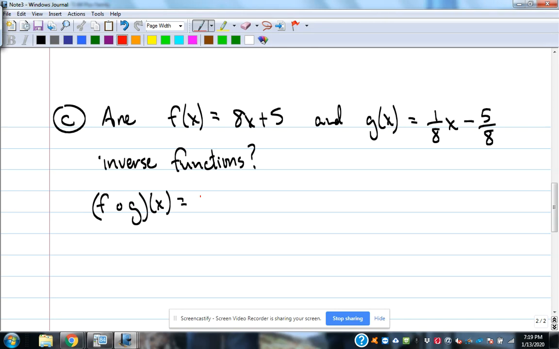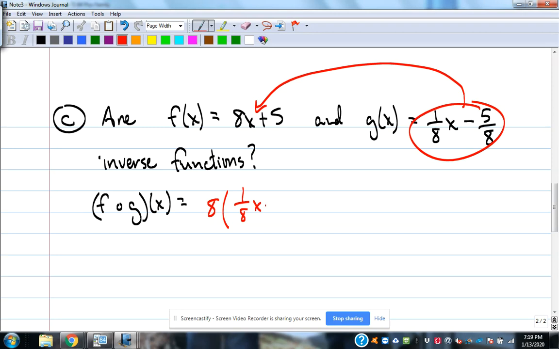Okay. So what does that mean to do? How do we do that composition? Take g and put it in the x for f. That's exactly right. So I'm taking 8 parentheses 1/8 x minus 5/8 and then plus 5 on the outside. So I'm just replacing the x in the f of x function with whatever g of x was. And then I'm going to simplify that.